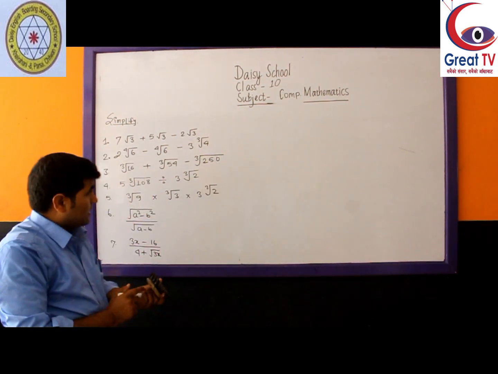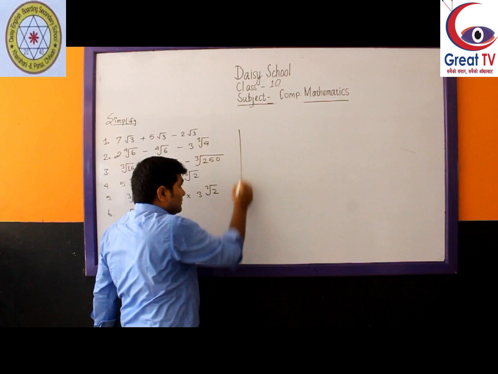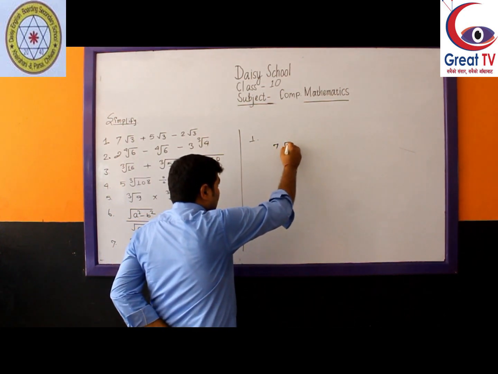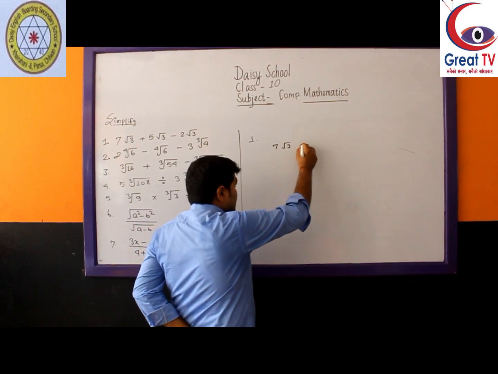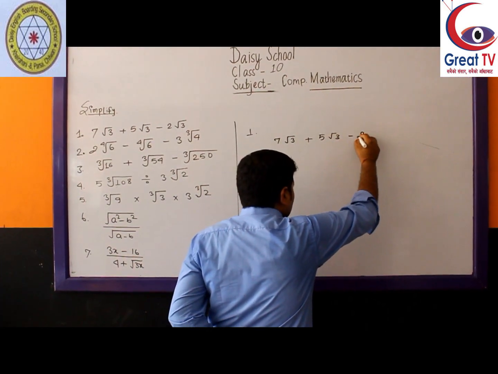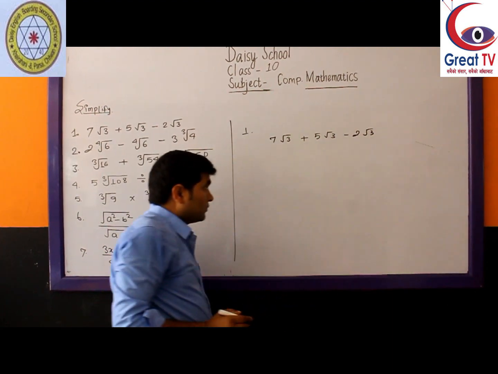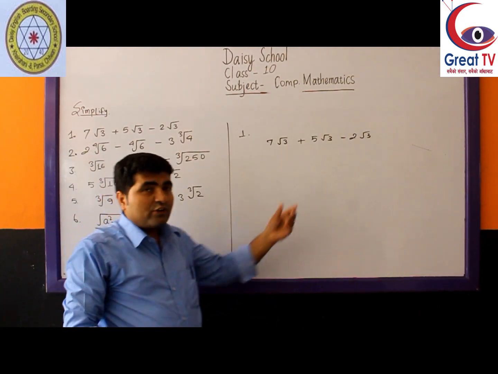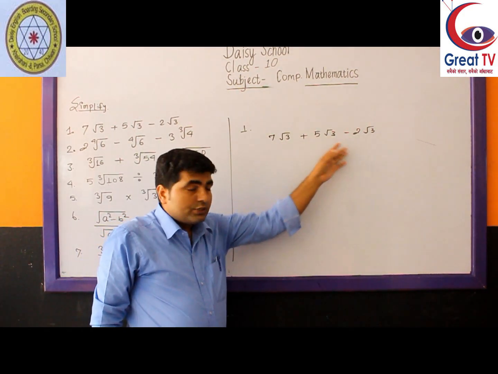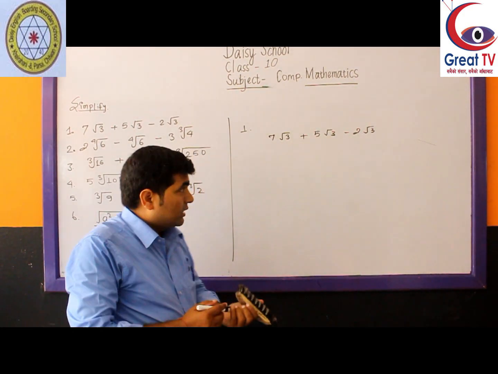Let's start question number 1: 7 root under 3 plus 5 root under 3 minus 2 root under 3. This expression is in trinomial form, having 3 terms connected by plus and minus.